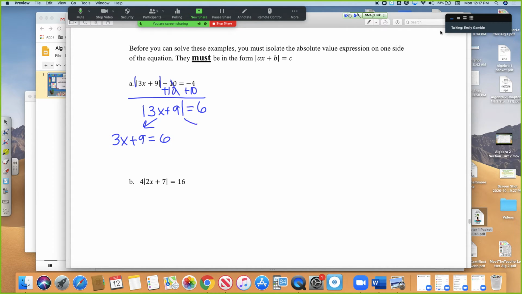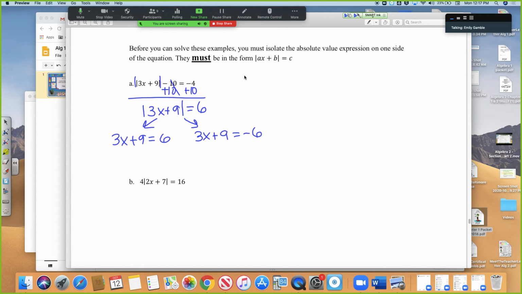This second equation is going to look very similar, but instead of it being equal to 6, we change it to the opposite of that, and it's going to be 3x plus 9 equals negative 6. A lot of kids wonder, well, I thought that we can never have a negative number as an answer. Well, notice the absolute value bars disappear when I go to solve them.